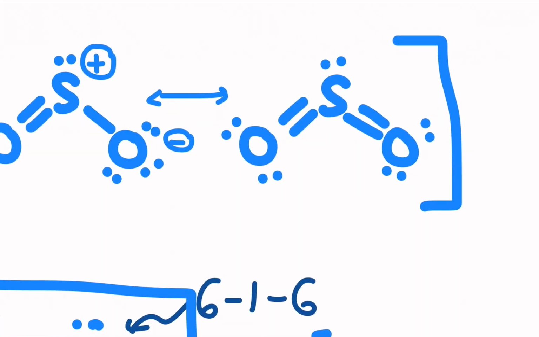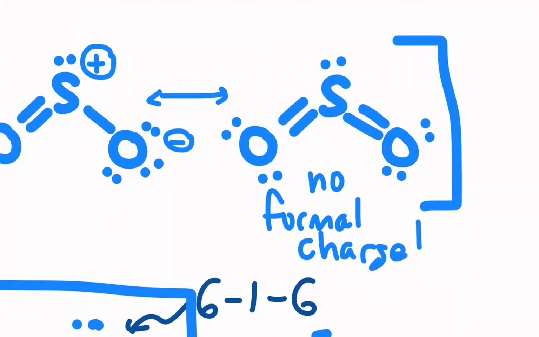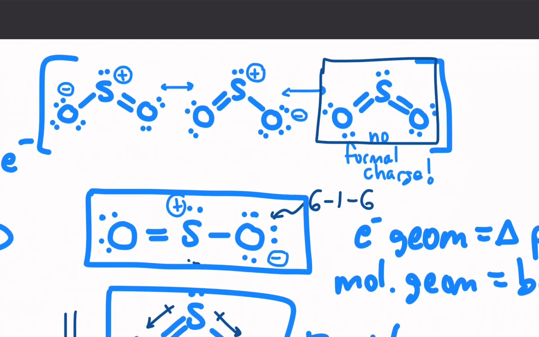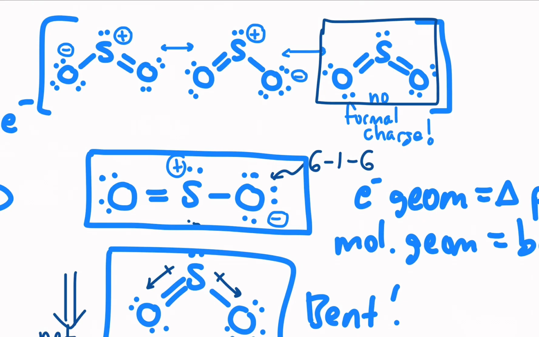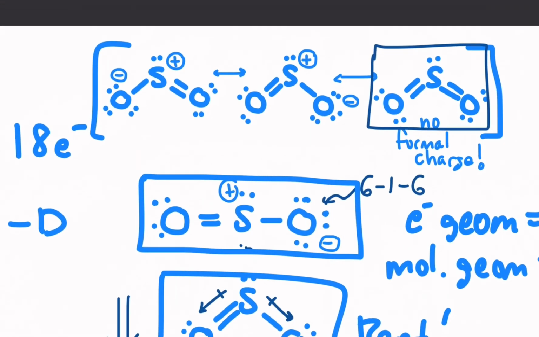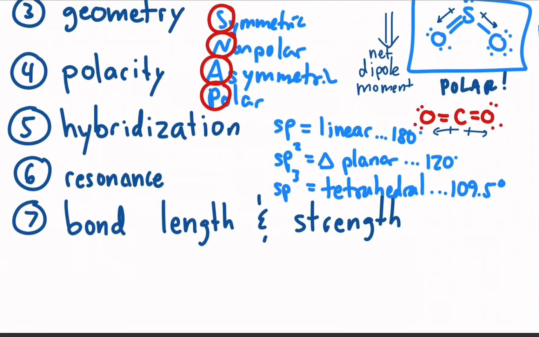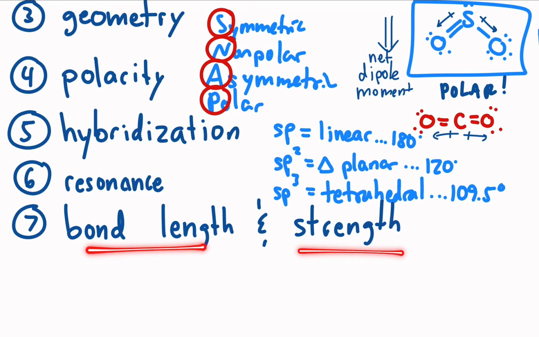And then to get to this last structure, this one has no formal charges. So if I was asked which one of these is the most significant contributor, it would actually be the third one, because it has no non-zero formal charges. So the molecule probably mostly looks like this third one. And speaking of resonance contributors, this is also a good place to wrap up our checklist and look at relative bond length and bond strength.